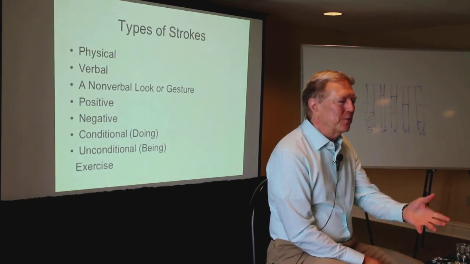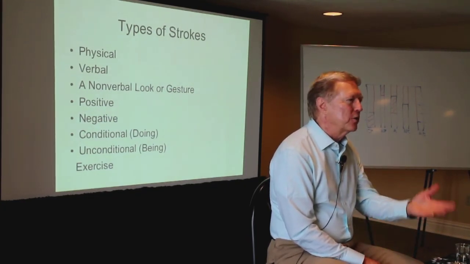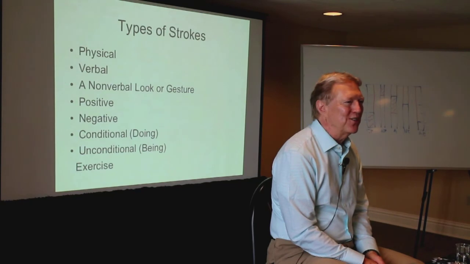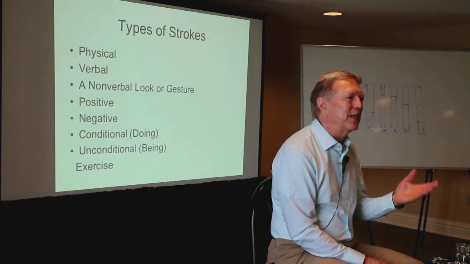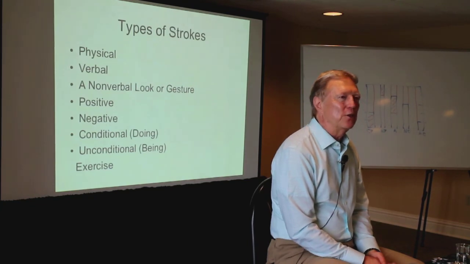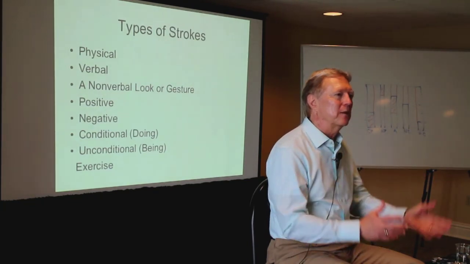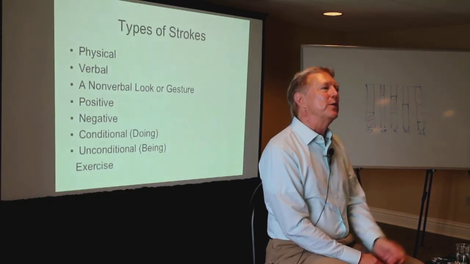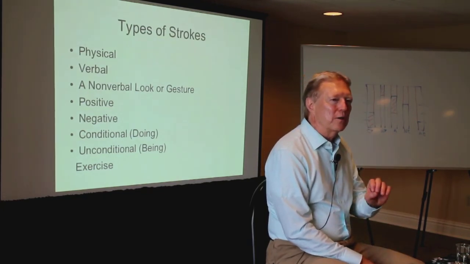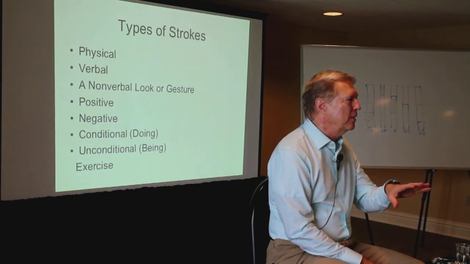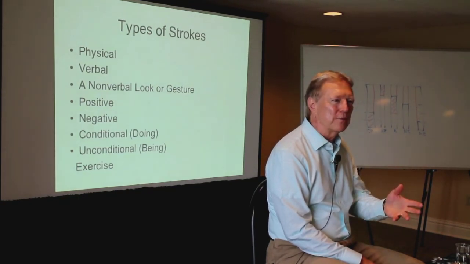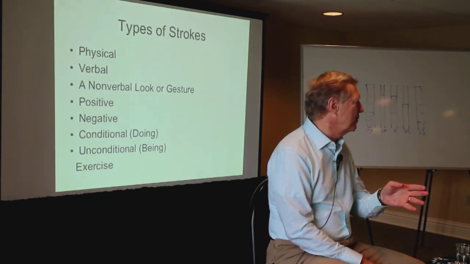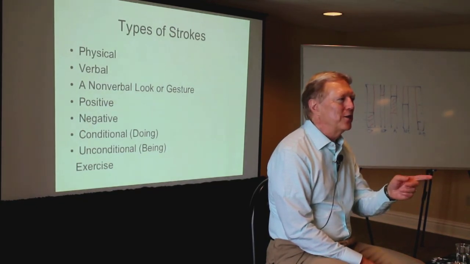When we can't get positive strokes or feel like we don't deserve them, then we go after negative. And we become ingenious in terms of our ability to get negative attention. And a lot of that has to do with what are called psychological games that we'll talk about tomorrow. But for now, I want you to experience the difference between a stroke, which is giving attention, and a discount, which is the failure to give attention. So I want you to turn to your partner and say hello, and the partner just turn away. And do that both ways, and just see what that feels like.